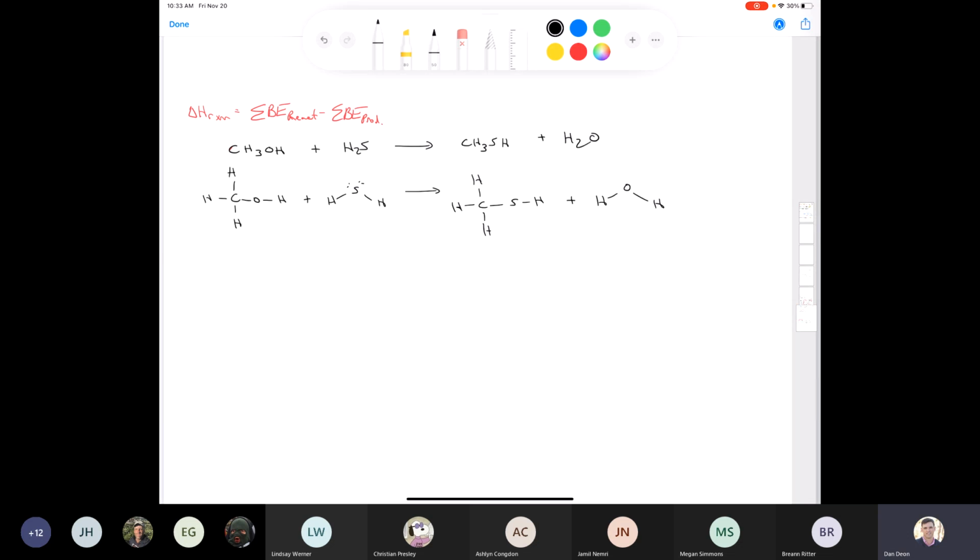Okay, well, what bonds are we breaking? We're going to break the bonds over here. And then what are the bonds we're going to form? We're going to form these ones here. So, what are the bonds we're breaking? On this side, we're going to break 1, 2, 3 carbon-hydrogen bonds.